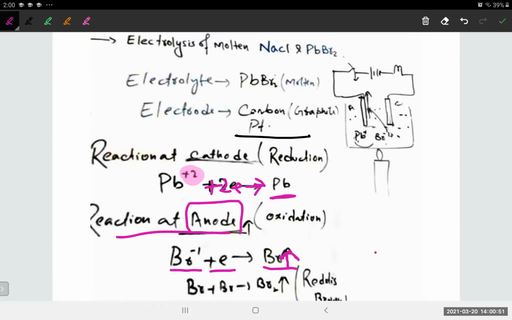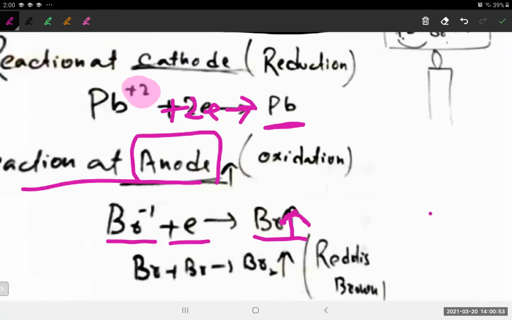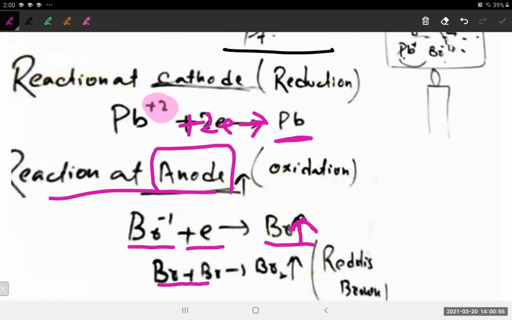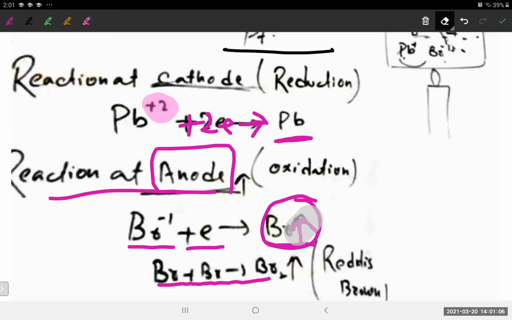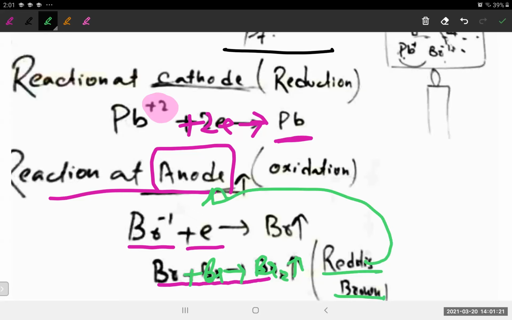Now let's talk about some more features. Like chlorine, this also cannot exist in an independent, isolated state. So it also wants to combine. It combines with its twin brother, and it forms Br2, and it will be released as a reddish brown gas at the anode.